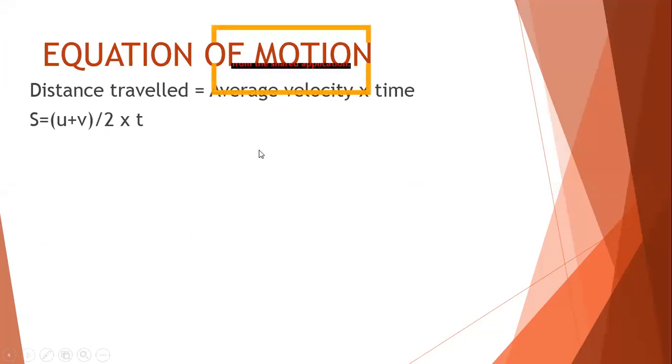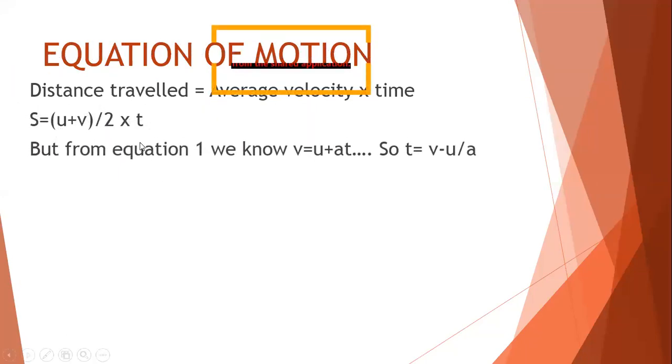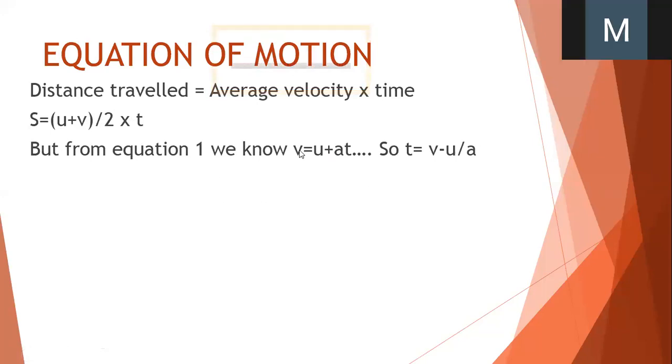Now what we have done here is take from equation 1 what we know: V is equal to U plus AT. So what will be T? T will be (V minus U) divided by a. Remember, this is how we can find out T from the first equation. For the first equation, we know V is equal to U plus AT.